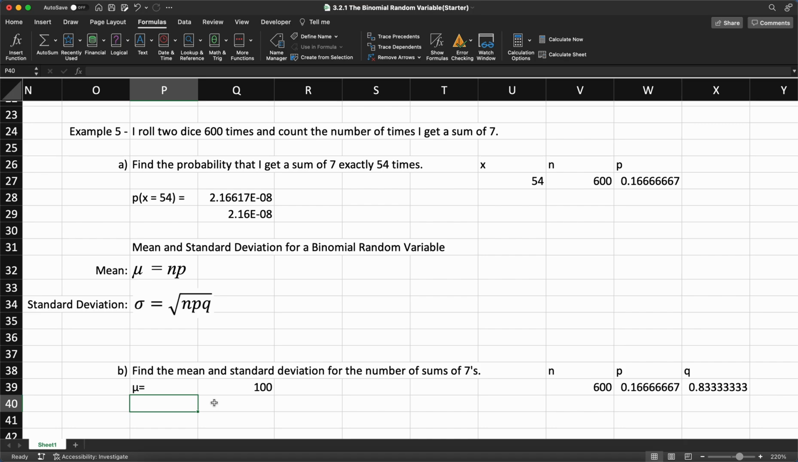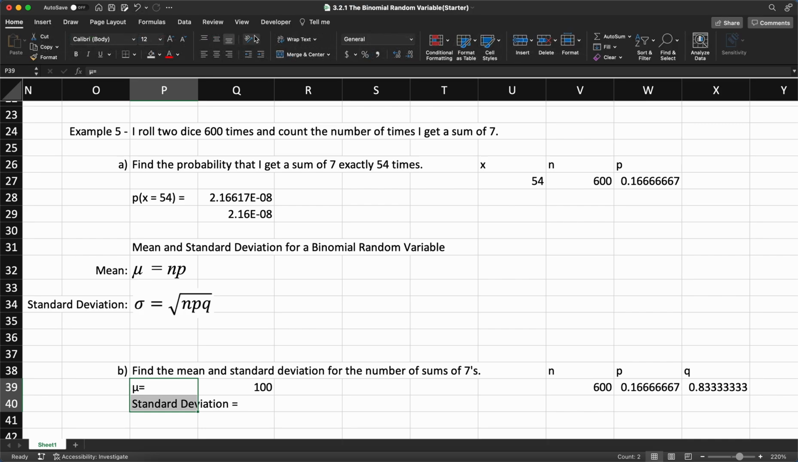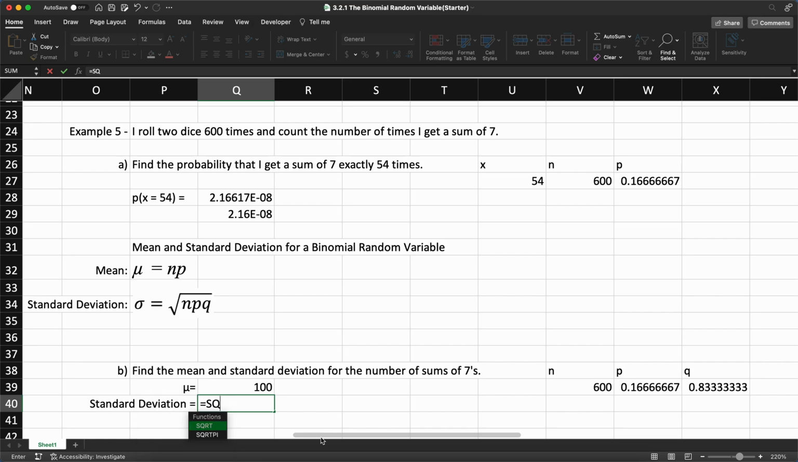So now let's find the standard deviation. I'm going to write out standard deviation because the symbol for sigma is not easy to call up. And let me move this out of the way. So this is going to be the square root, SQRT, of n times p times q. And so the standard deviation comes out to 9.1287.